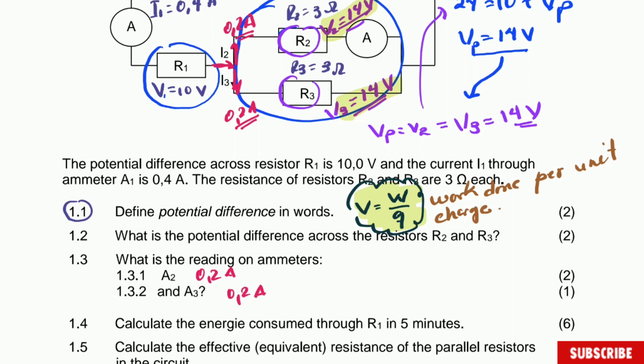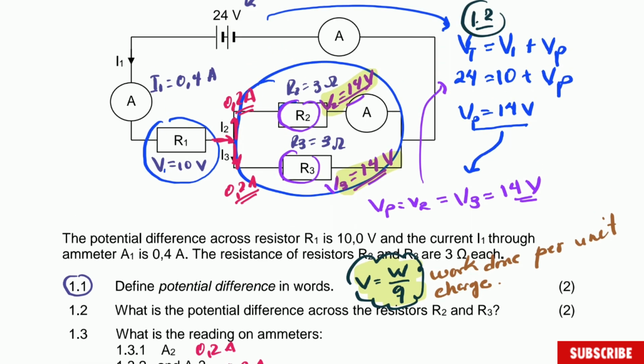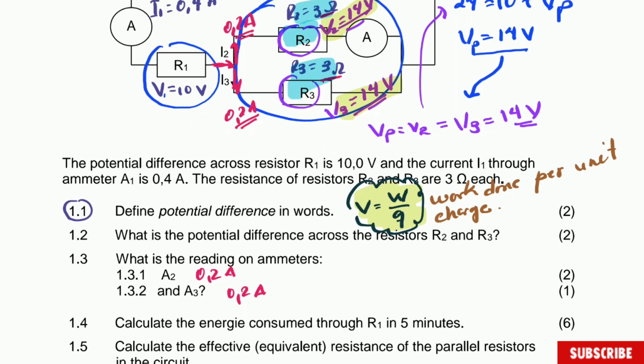This is not always like that. It depends. Here it is like that because the resistance of both resistors is exactly the same, as you can see there. Therefore, the current will be divided equally.